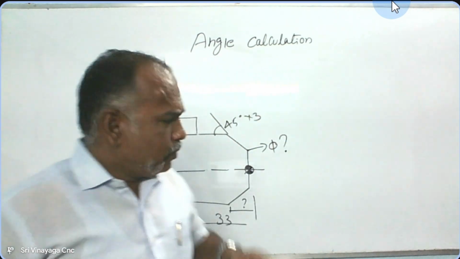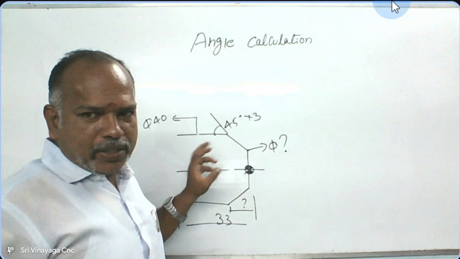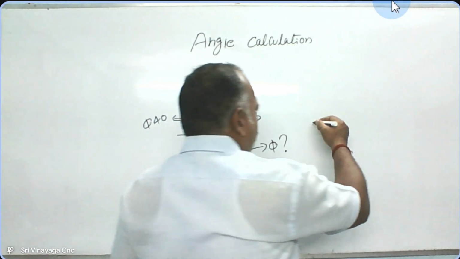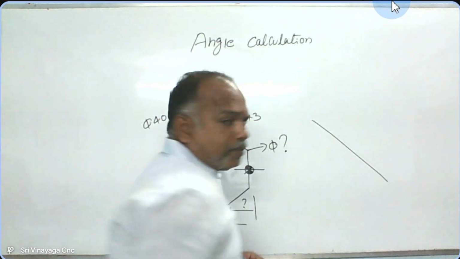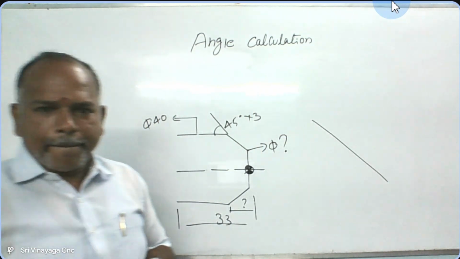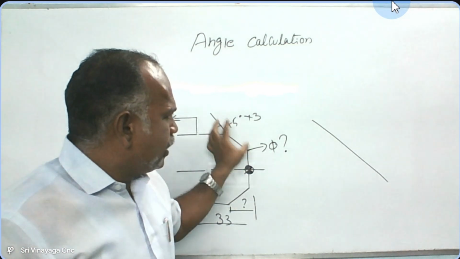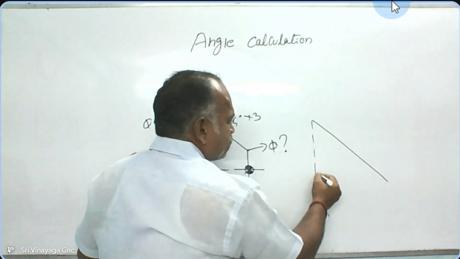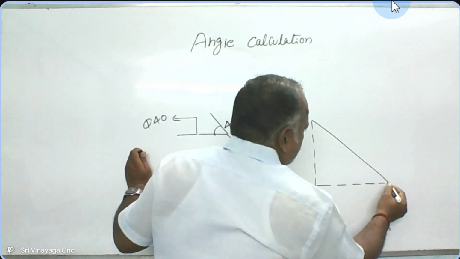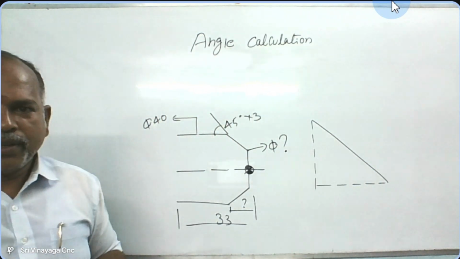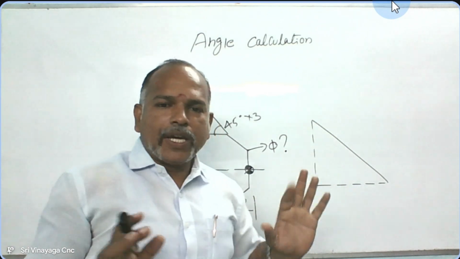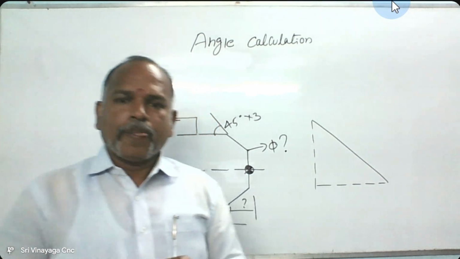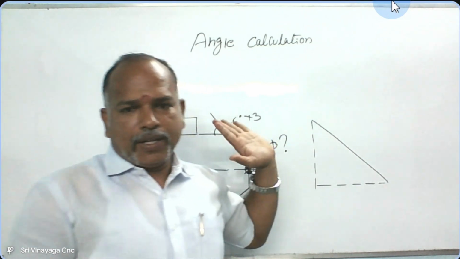Now we'll take this portion. If you notice like this, am I right? This area. Now if you draw this line, it just looks like a triangle. Yes, this just looks like a triangle.